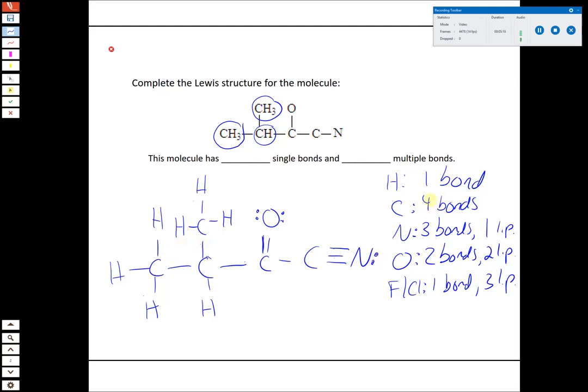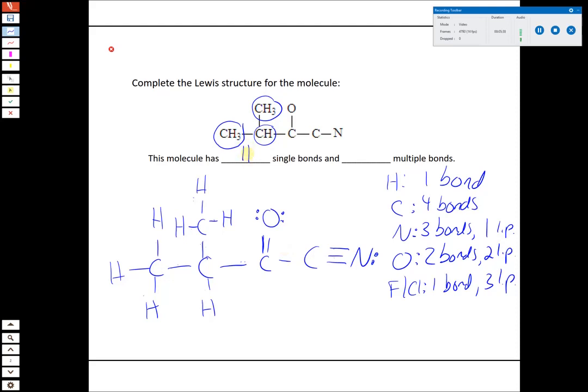Every carbon has 4 bonds. This nitrogen has 3 bonds and a lone pair. The oxygen has 2 bonds and 2 lone pairs. So that matches the pattern, and that gives us the correct number of electrons and no formal charges. So if we look, if we count single bonds, we have 1, 2, 3, 4, 5, 6, 7, 8, 9, 10, 11. I counted 11 single bonds. Hope I did that right.